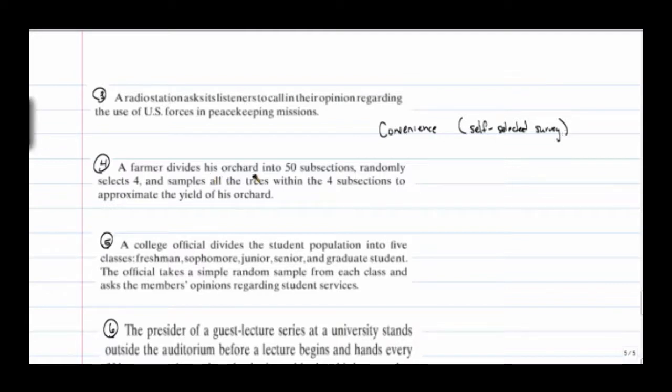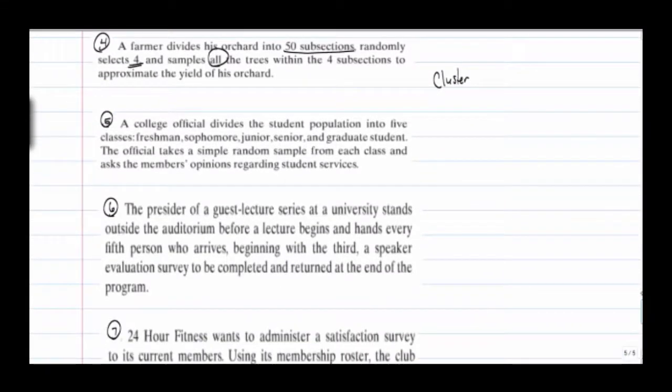A farmer divides his orchard into 50 subsections, randomly selects 4 and samples all the trees within the 4 subsections to approximate the yield of his orchard. So this would be cluster. A college official divides the student population into 5 classes: freshman, sophomore, junior, senior, graduate students. The official takes a simple random sample from each of the classes and asks the members' opinion regarding student services. So this would be stratified.